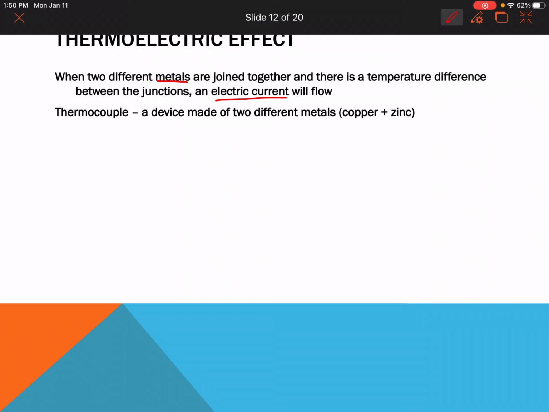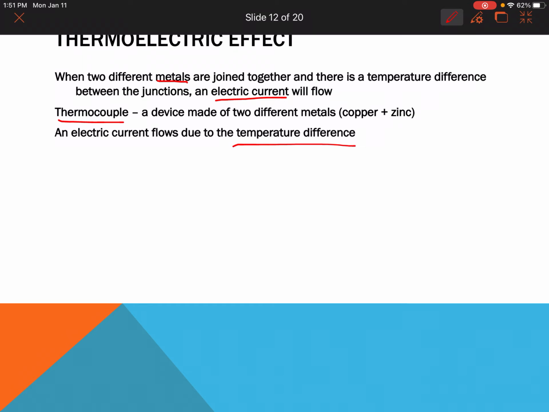So we have something called a thermocouple, a device made of two different metals, commonly copper and zinc. An electric current flows due to temperature differences between the metals.